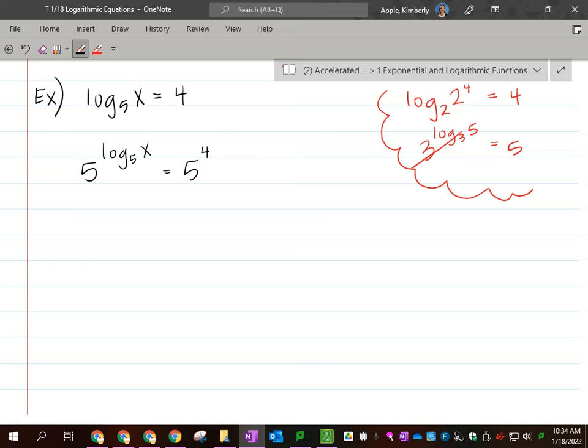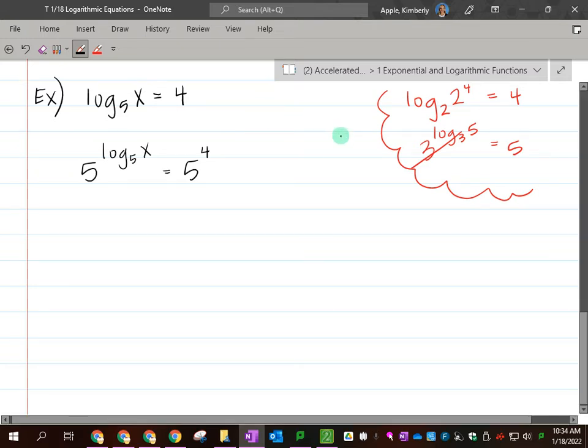And I strategically chose the base 5 because it's going to eliminate that logarithm by this property. So what we're going to be left with is just simply x equals 5 to the 4th, which you can easily evaluate in your calculator to be 625. And that's our potential solution.